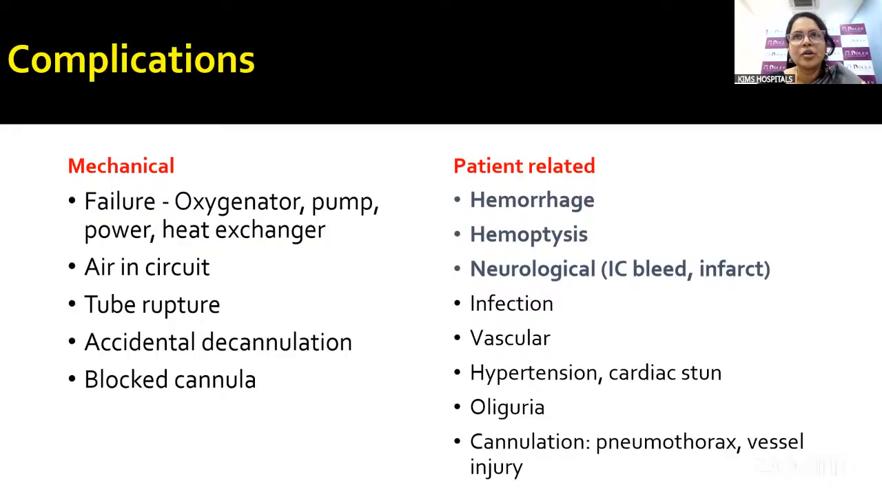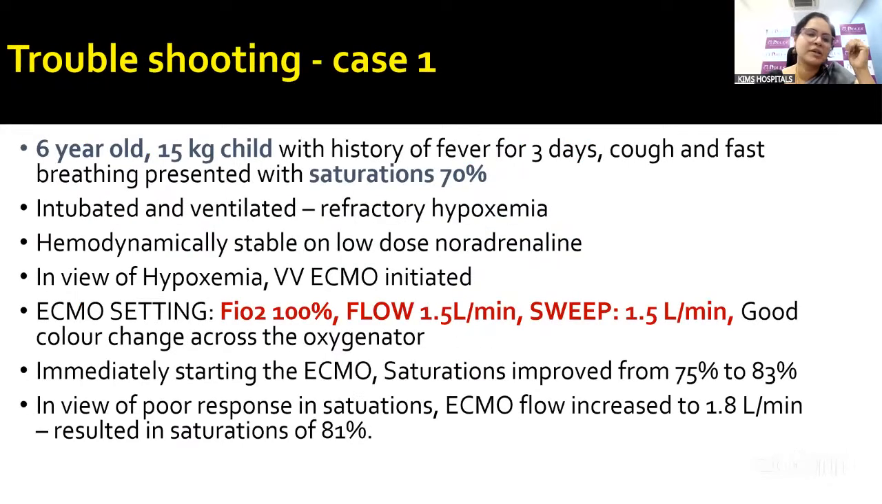There can be accidental decannulation or displacement of the line, and especially when this is from the arterial cannula side, this can lead to catastrophic bleeding and needs urgent measures for stabilization of the child. A blocked cannula requiring a flush or replacement can also be a challenge. Some other patient-related problems may include hemorrhage, which can be from any site, hemoptysis, neurological problems, particularly IC bleed and infarcts common with young infants and children, infection concerns, vascular complications, particularly with VA ECMO, presence of left ventricular stunning with VA ECMO or RV stunning with the VV ECMO, hypertension, oliguria, and problems like pneumothorax or vessel injury during cannulation.